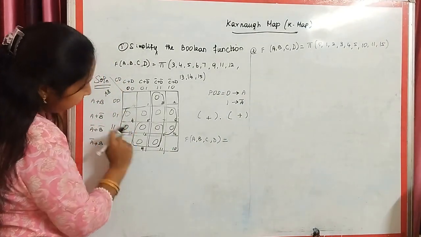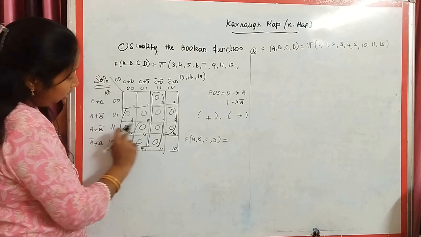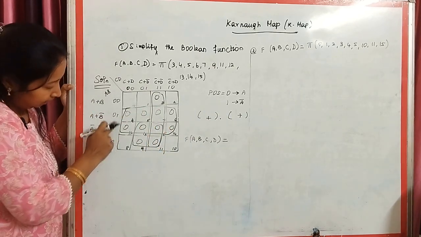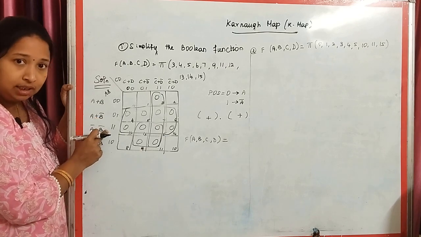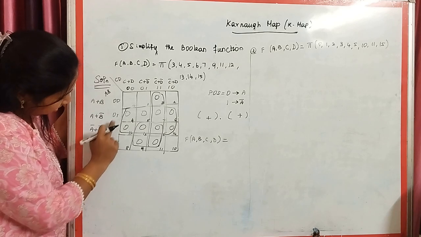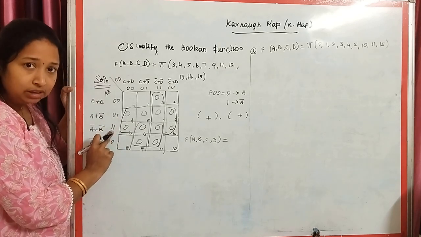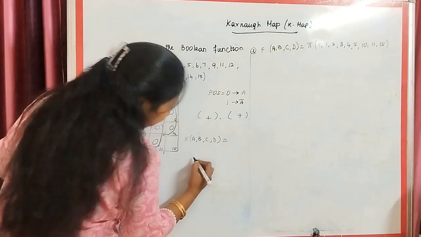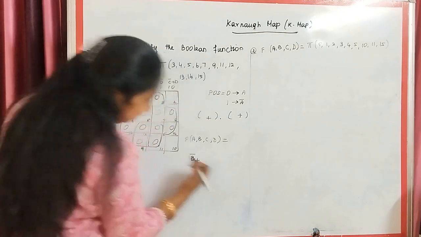Let's take the octave first. For the octave, which is common here on the horizontal, only the second term is common; the first term is varying. Here it is 0, here it is 1. It is varying, so we are not going to include that. Consider only the second variable. The second variable is common in both cases. What does the second variable correspond to? It is B bar. So I'll be writing B bar plus.